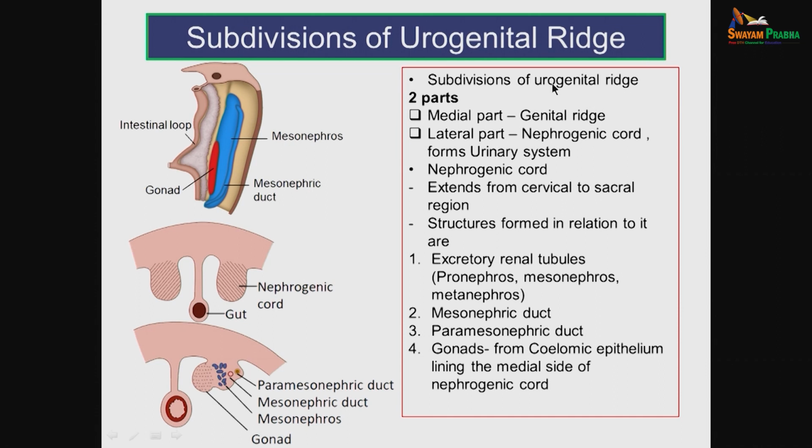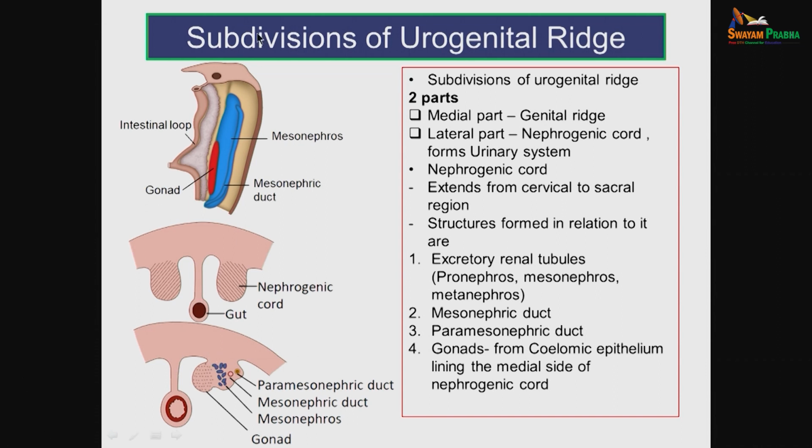There are various subdivisions of the urogenital ridge. The medial part of the ridge is the genital ridge and the lateral part is called the nephrogenic cord, which is going to form the urinary system. The medial part is going to form the gonads, male and female, and the lateral part is called the nephrogenic cord.